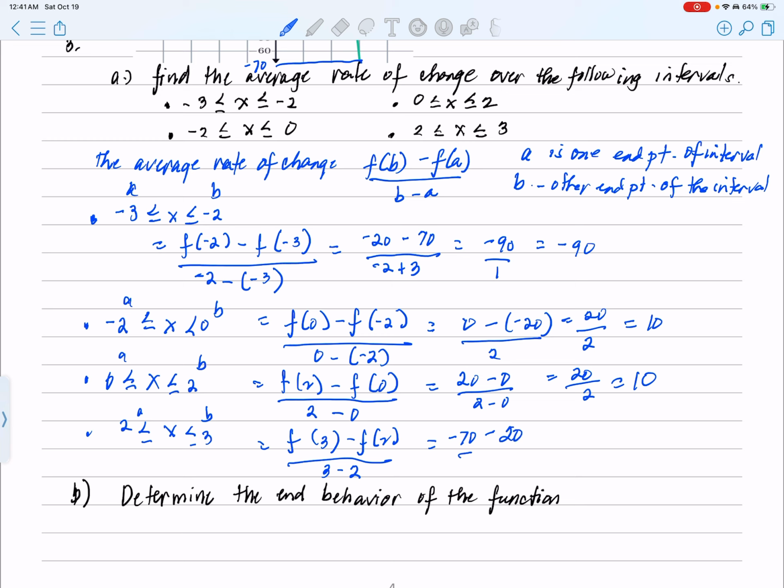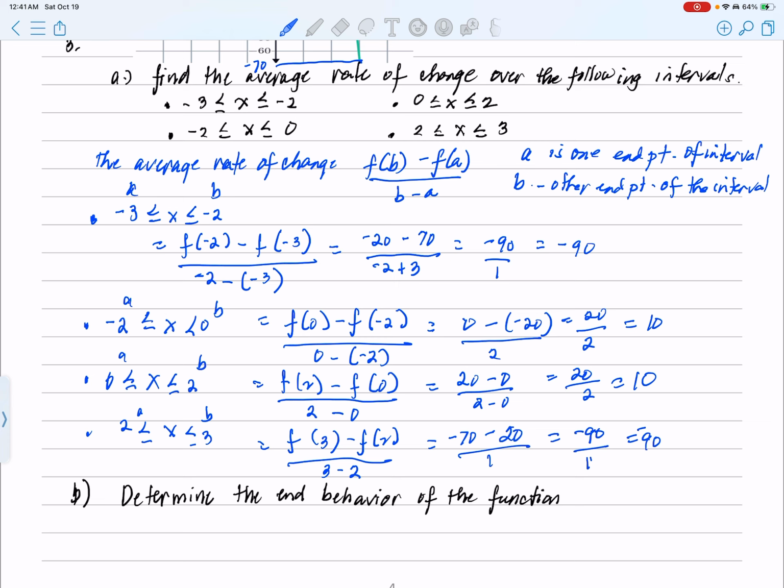Yeah, it's 20. 3 minus 2, it's 1. So negative 90 over 1, it is negative 90. Right? So what have you observed?